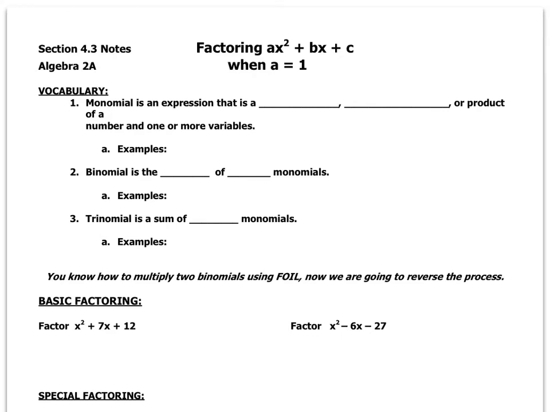Hi class, this is lesson 4.3. It's factoring ax squared plus bx plus c when a equals 1. So this spot right here will always be 1, so really it'll just go away.